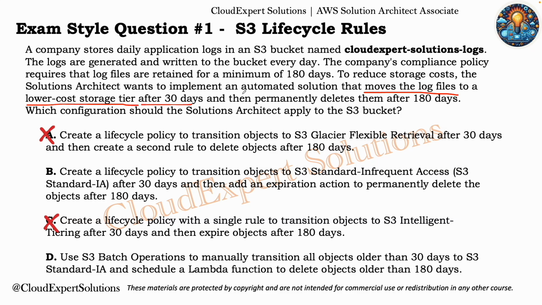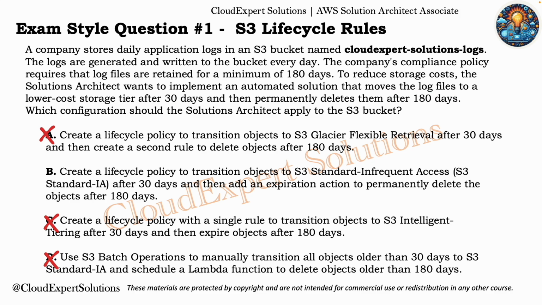The last option, use S3 Batch Operations to manually transition all objects older than 30 days to S3 Standard-IA and schedule a Lambda function to delete objects older than 180 days. This is a manual and complex approach. S3 Batch Operations are useful for one-time or infrequent tasks, but it does not provide a continuous or automated solution. We should go for a lifecycle policy rather than a batch operation. That is why option D is also not correct, which makes option B the correct option.